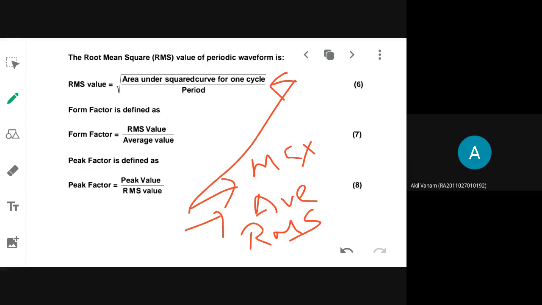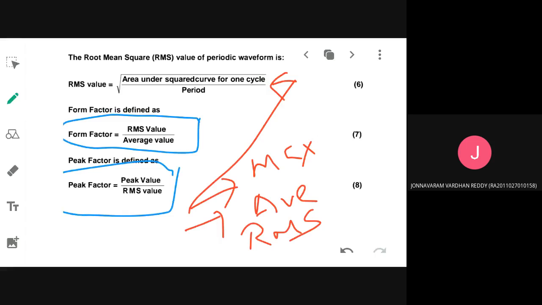And form factor and peak factor, what are the formulae? Make a note of all these four formulae. This will be an important problem section, and with these formulae only you will be able to derive the answers. What is the formula for form factor? RMS value by average value. What is the formula for peak factor? Peak value by RMS value.